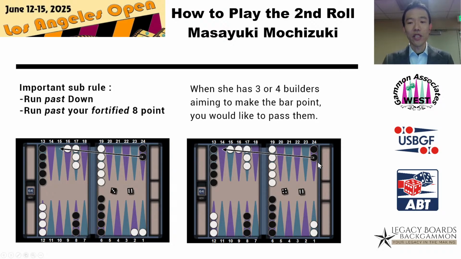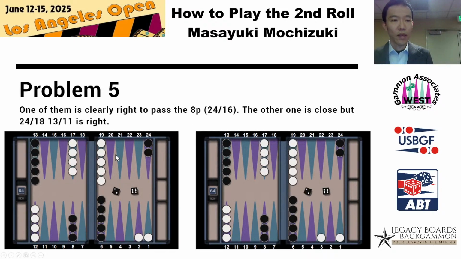Okay, he has 2 builders here. You want to escape. He has 3 builders here. You want to escape. Okay, so let me show you an example. I'm showing you 2 different examples. One, white started with 1-5. And second one, white started with 2-5. Okay, one of them is clearly right to play 24 to 16. And the other one is, not clearly, but the other one is very close to play split and 2 down. Which one is which?